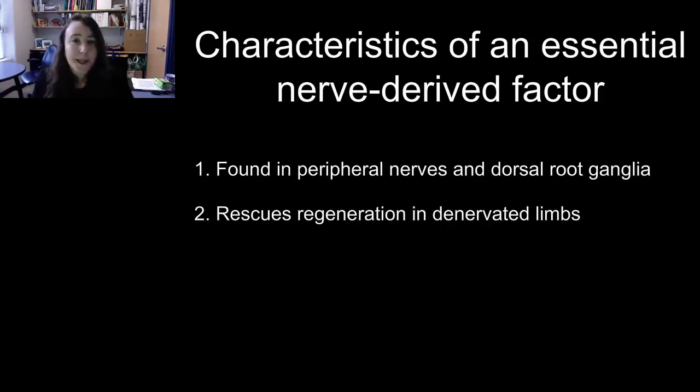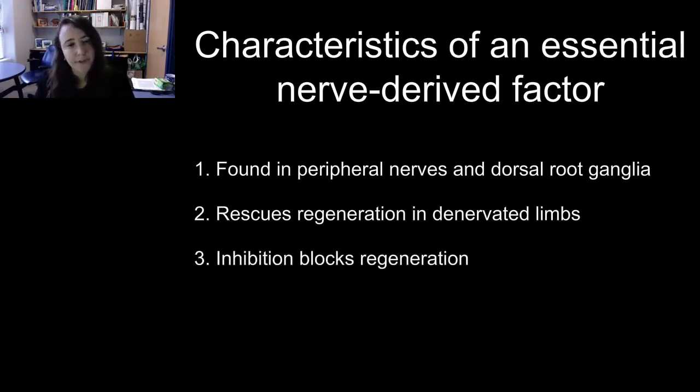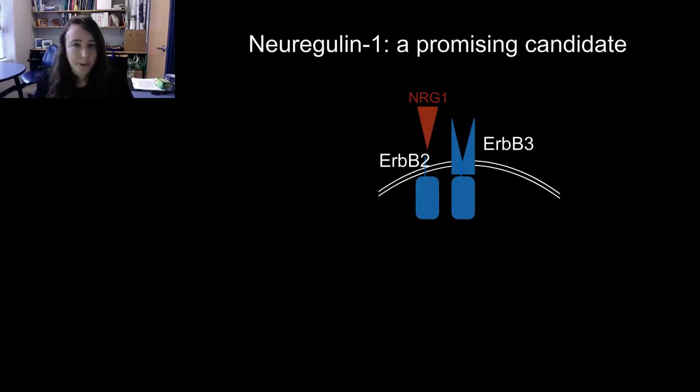The factor should be capable of rescuing regeneration in denervated limbs, by which I mean we should be able to supply a denervated limb with this factor, and it should be able to grow at least a little bit, even in the absence of nerves. And inhibition of this factor should be capable of blocking regeneration, even in fully innervated, otherwise normal animals. And we decided to focus on a protein called neuregulin-1, which was a promising candidate because previous studies had shown that it is upregulated after amputation, and that it may have to do with blastemal proliferation and growth.